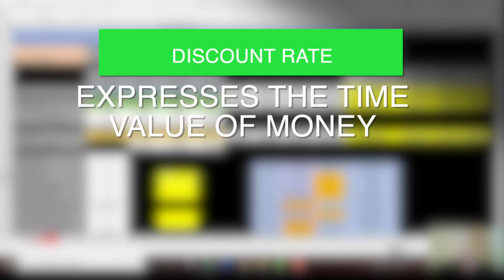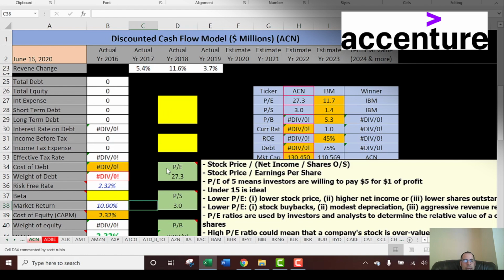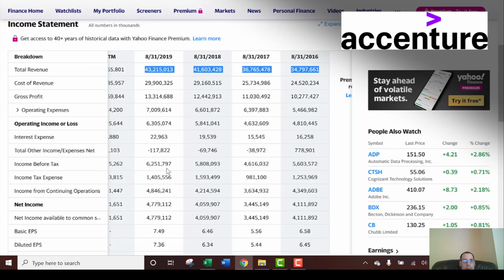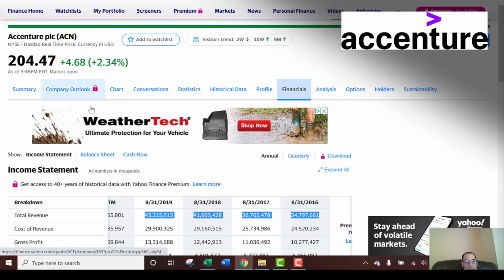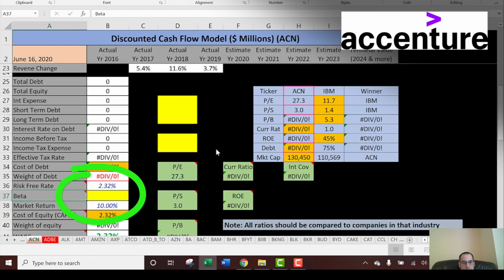Next, we need to figure out the discount rate of the company, and they have pretty much no debt, maybe a few $1 million. So it's pretty much 0% debt. So we're not going to even put debt into the model. But let's put their beta in. They have a beta of 1.05. So the stock moves pretty much with the market.